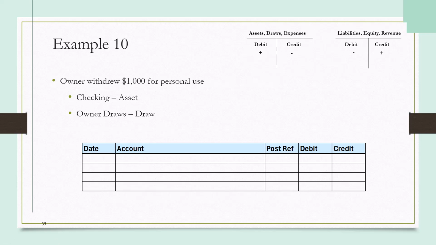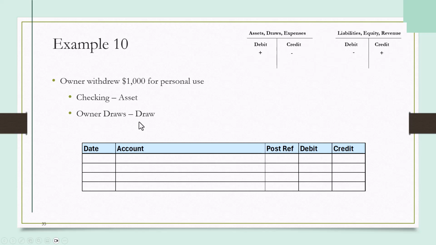This time the owner withdrew $1,000 for personal use. This is going to affect the checking account since we're assuming they withdrew from the checking account. And it's also going to affect the owner draw account. So the checking account is an asset. We're subtracting from checking. That's going to be the credit.